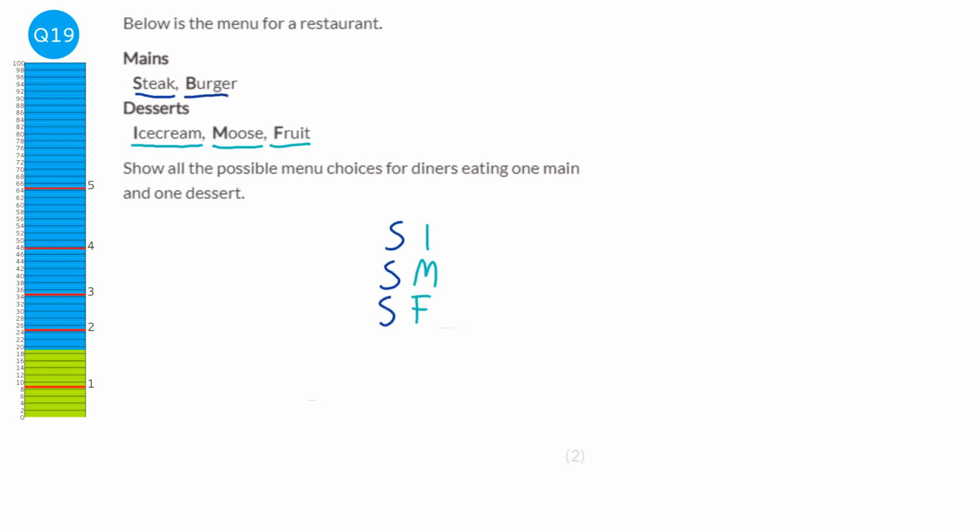And so we're going to look at burger next. We're going to pair it with the first ice cream. Then burger, and we're going to pair it with the mousse. And then finally the burger we're going to pair with the fruit. As long as we do things methodically, we don't ever miss any.